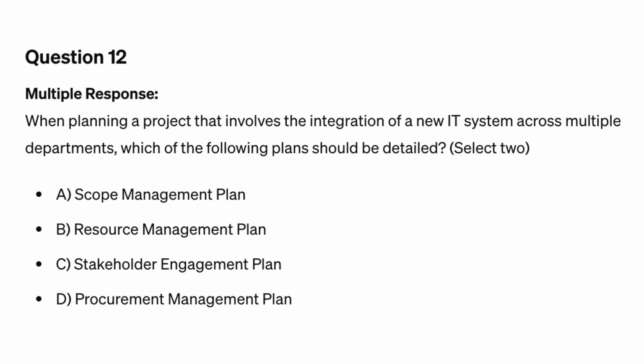Question 12. When planning a project that involves the integration of a new IT system across multiple departments, which of the following plans should be detailed? Select 2. A, scope management plan. B, resource management plan. C, stakeholder engagement plan. D, procurement management plan.